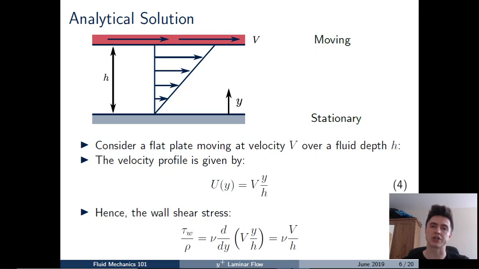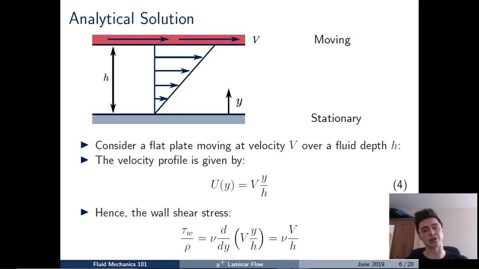Now, if we think back to fundamental fluid mechanics courses or your favorite fluid mechanics textbook, you may remember the flow scenario where we have flow between two parallel plates. The top plate is moving, that's the red plate you can see there in the diagram, at a velocity V, and the bottom plate is stationary.